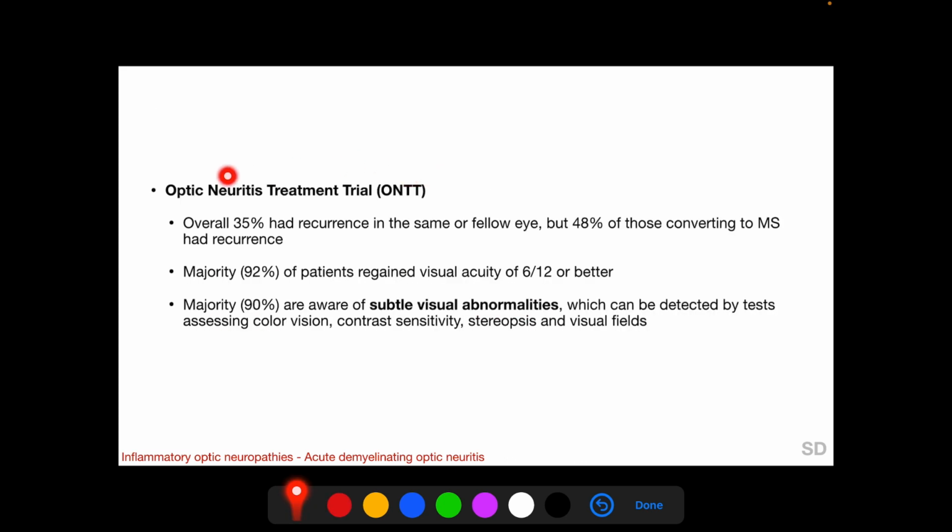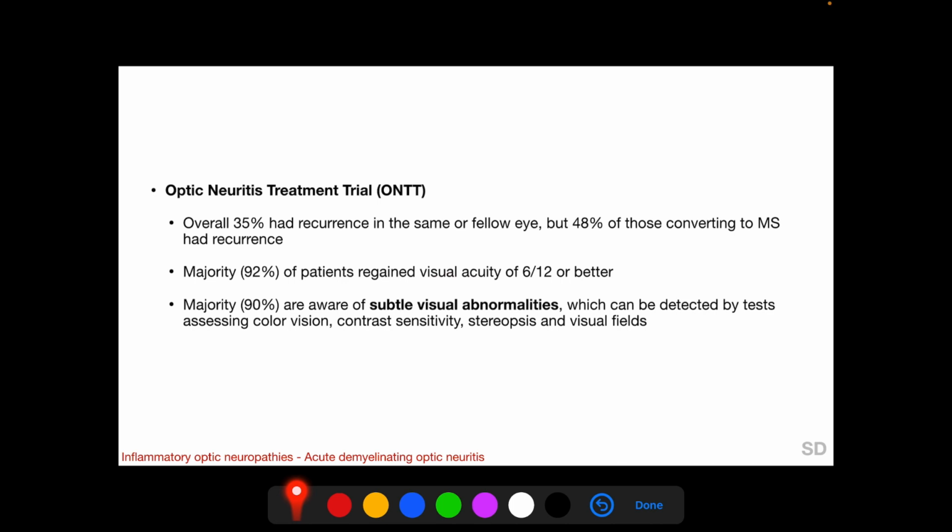Now this is a very important trial, the Optic Neuritis Treatment Trial, which gave us a lot of insight into optic neuritis and associated multiple sclerosis. So ONTT has found that overall 35% had recurrence in the same or fellow eye. A little more than a third of the patients had recurrence, but 48%, almost half, among those who converted to MS had recurrence of optic neuritis. The majority, 90% or more, regained visual acuity of 6/12 or better. So the prognosis as regards visual acuity is very good.